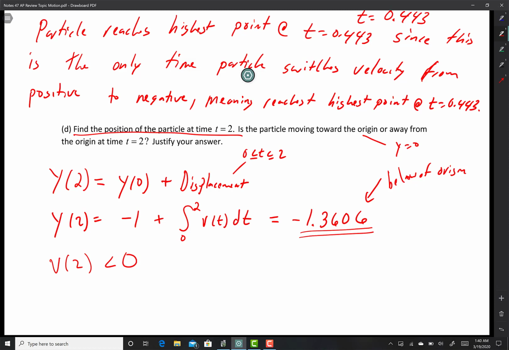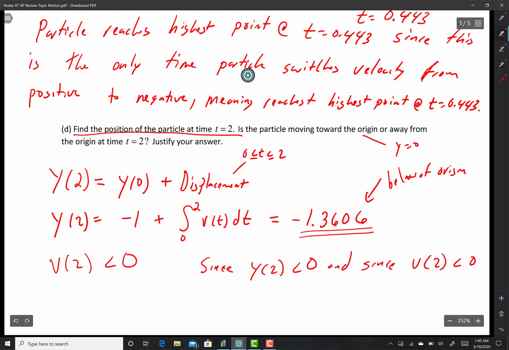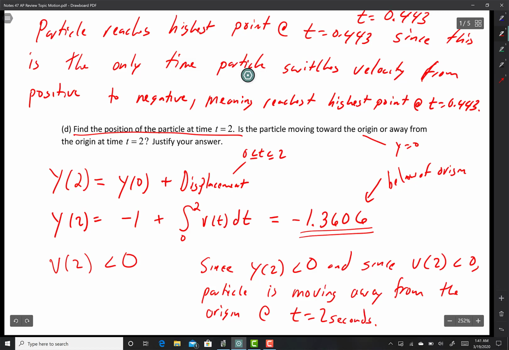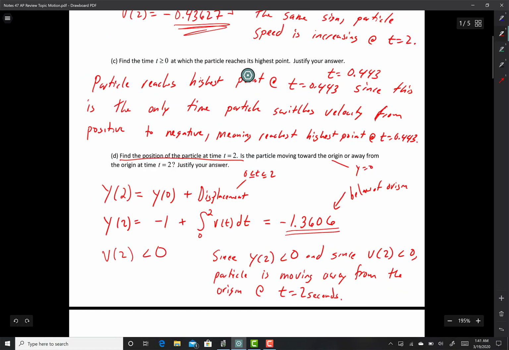So velocity is negative. You're moving down. So you are moving away from the origin. So I'm going to write that down. Since y of 2 is negative, and since v of 2 is also negative, the particle is moving away from the origin at t equals 2 seconds. Awesome. All right, guys. I hope that made sense to you guys.